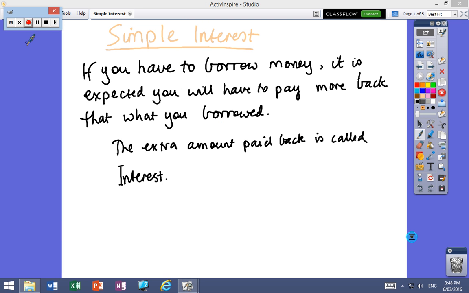Okay, so we're looking at a short topic on simple interest, to do with money, so something that'll be exciting to you, I'm sure. If you have to borrow money, it's expected you'll have to pay back more money than what you borrowed. And this extra amount is just called the interest. Copy that down, and when you're ready, come to the next slide.